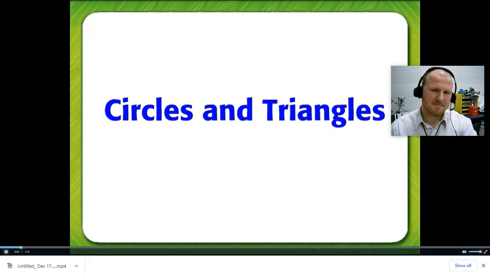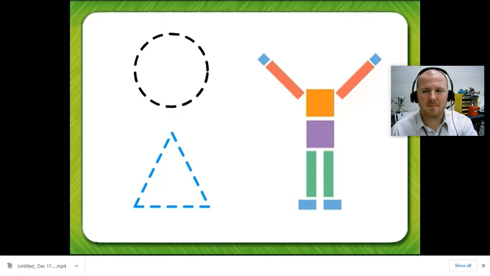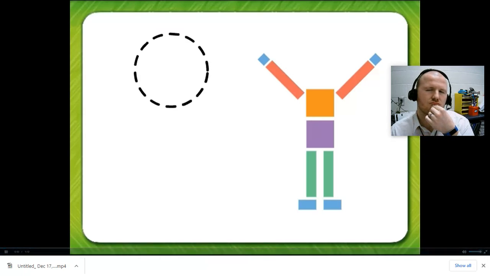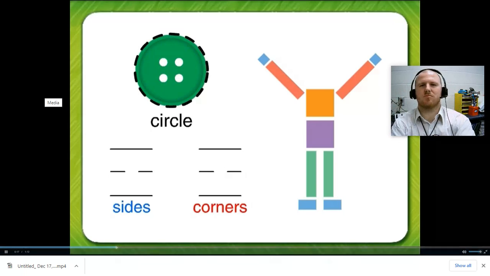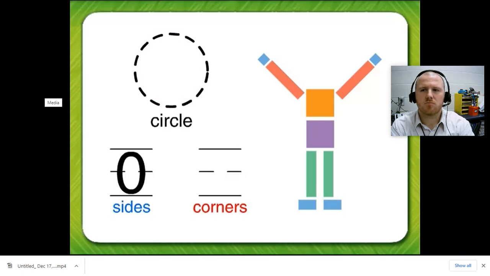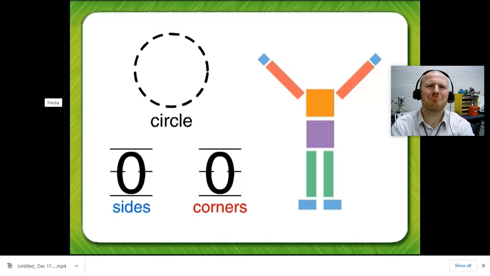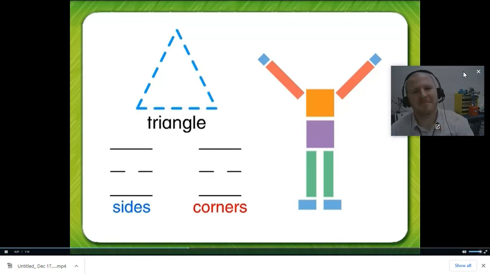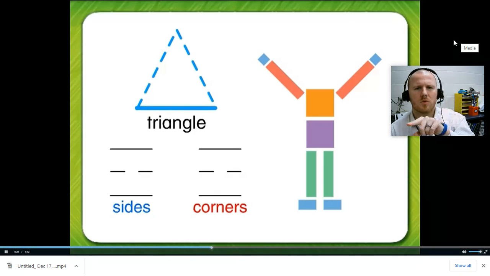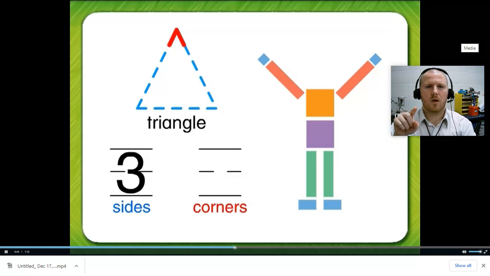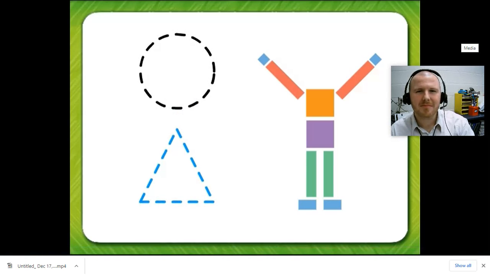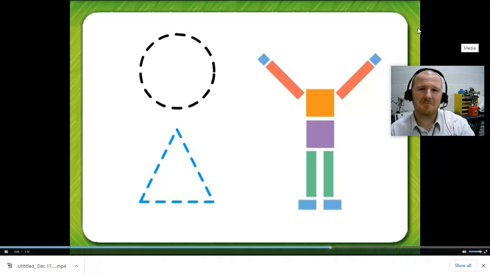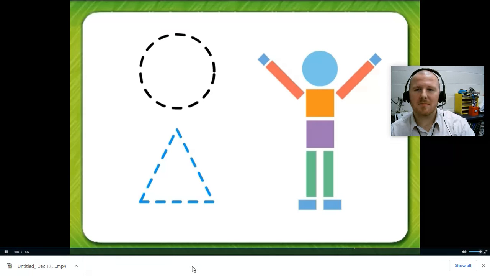Circles and triangles. This shape person needs a head. Which shape should we use? This is a circle. All of the edges of a circle are round, like this big button. So a circle has zero sides and zero corners. This is a triangle. A triangle has one, two, three sides and one, two, three corners. Which of these two figures looks like the shape of a head? The circle is round like a head. So let's draw a circle and make a head for the shape person.